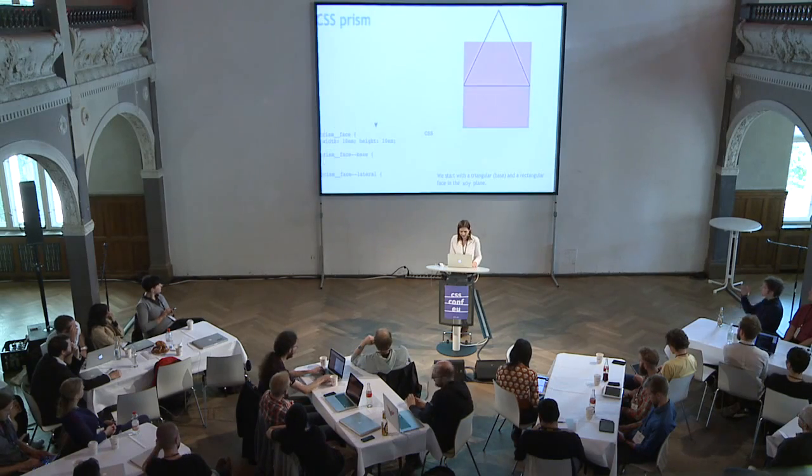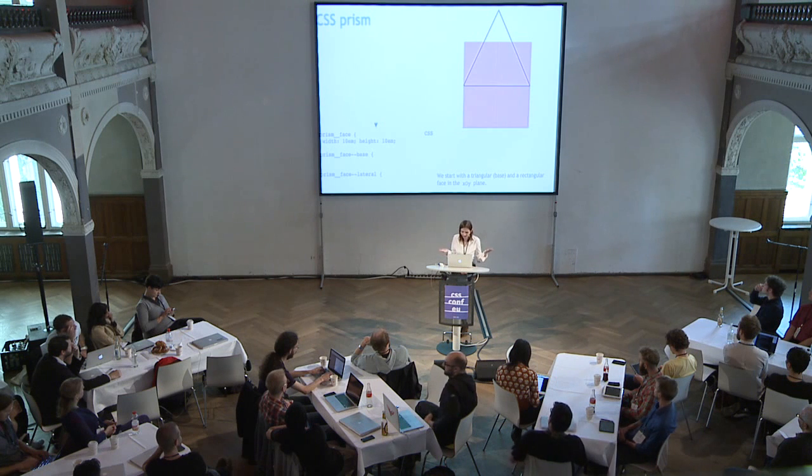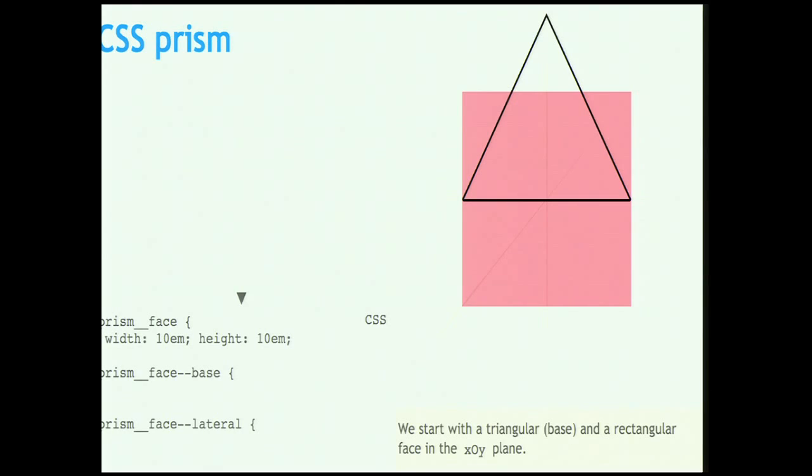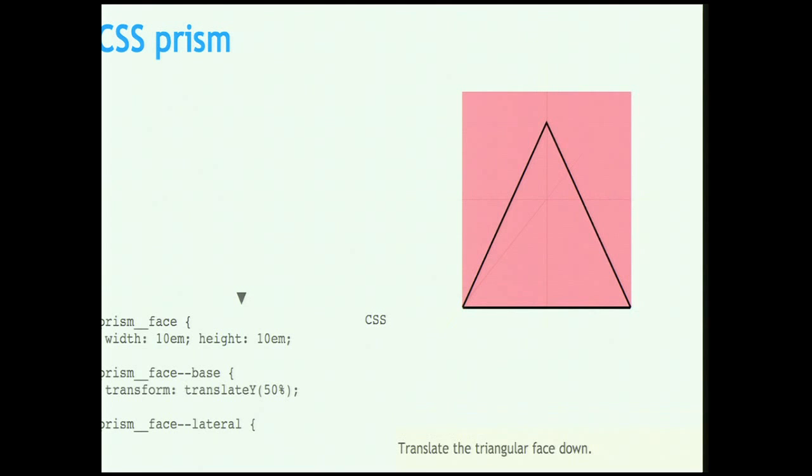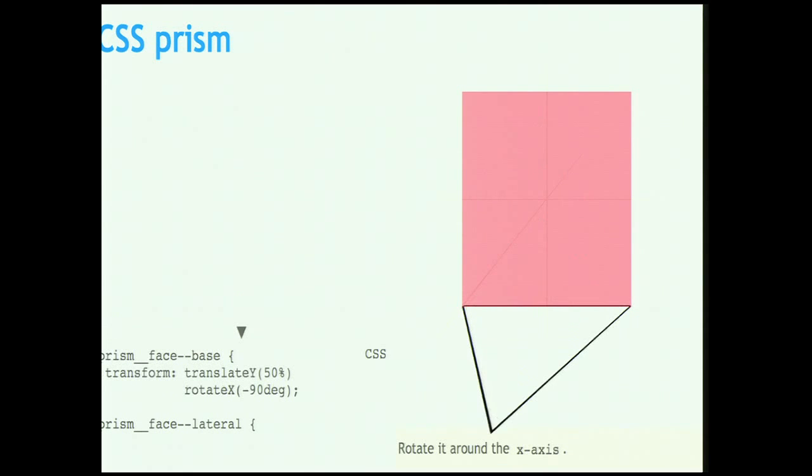All right, so let's see how we get a prism. We're not going to get the full prism. We're going to get just one lateral side of the prism because all the others are just the same. And we're going to get a triangular prism, which is why we start with a triangular base and a square lateral face. The first thing is we translate the base down by half of it. And now we rotate it around the x-axis by minus 90 degrees, because we want it facing down, because down is going to be outside the shape.